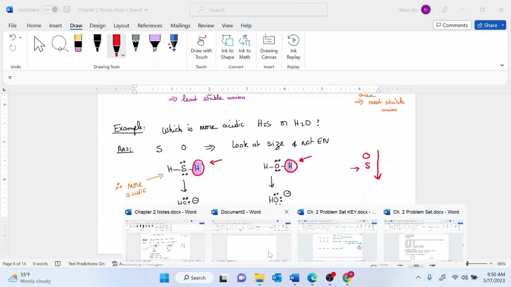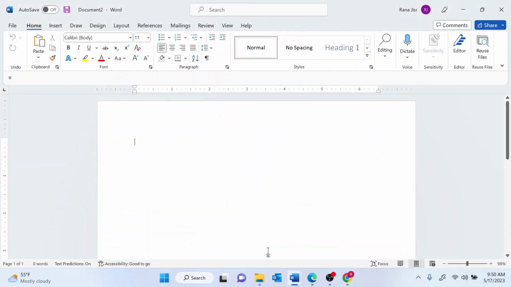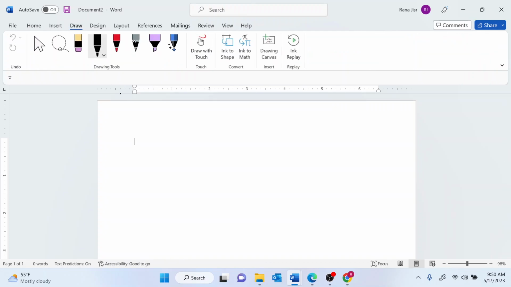If we have another example and we are comparing the acidity of the following two compounds, so if we have CH3OCH3, this is called an ether compound. We will study all of these functional groups. Versus if I have CH3SCH3. And I ask you which one of these is more acidic.